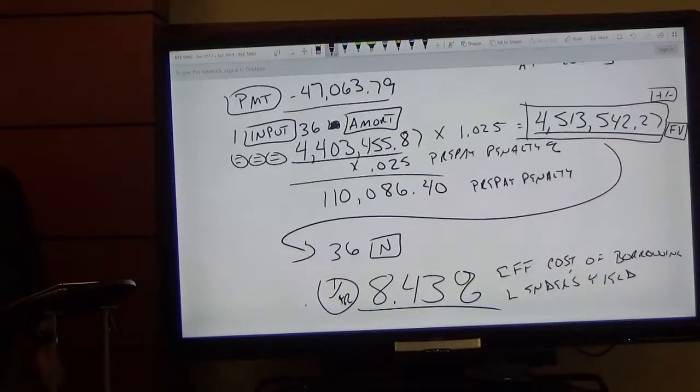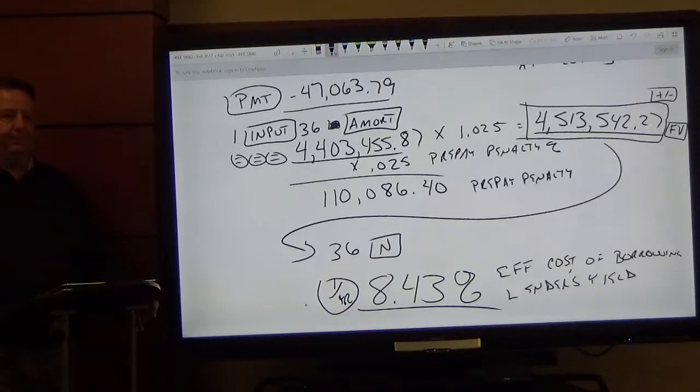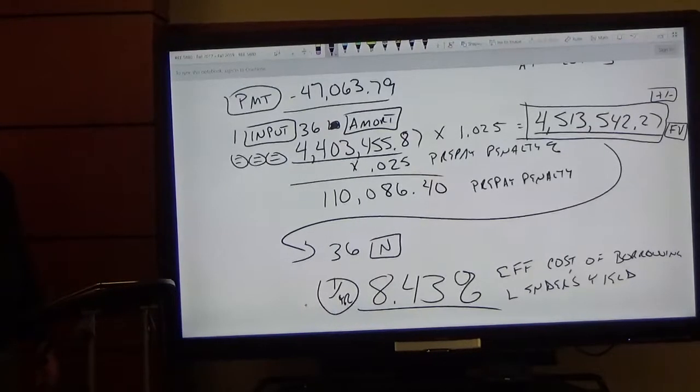Yep. On the practice sheet, it was done annually. I don't know why though. Well, it was an annual loan. Annual. This one's monthly. Okay. All right. Does that make sense?